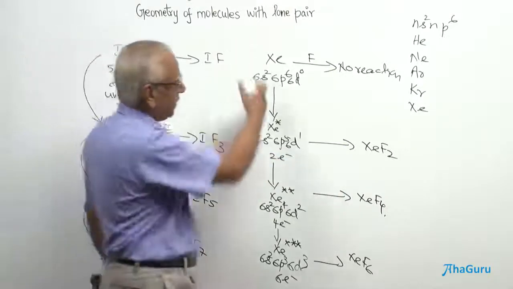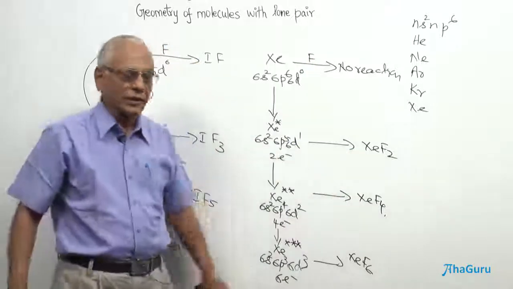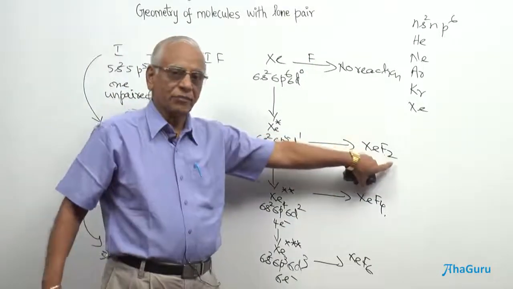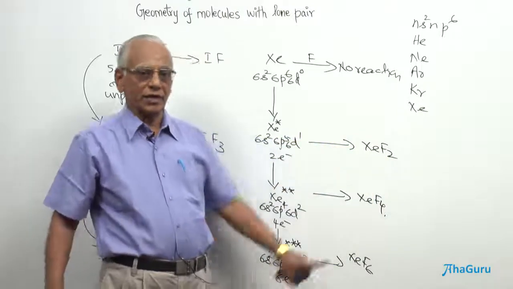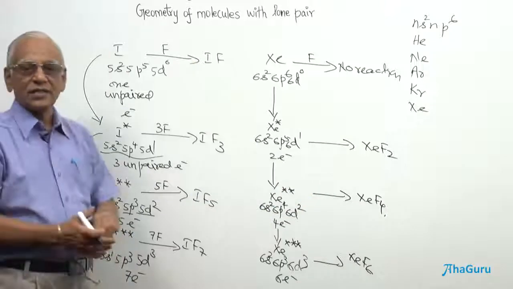Now, you see here, whenever you excite an electron, you always end up with an even number of unpaired electrons. Therefore, xenon combines with an even number of fluorine atoms, XeF2, XeF4, XeF6, whereas here this is going to be an odd number.